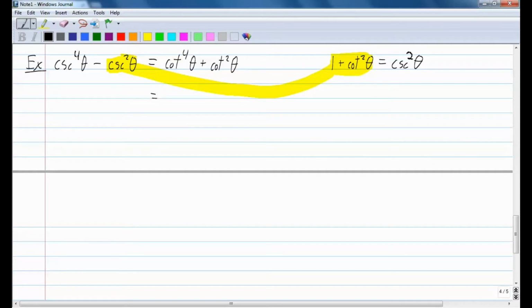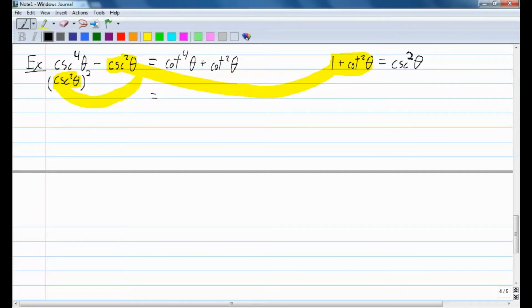How can you make something to the fourth squared? I could think of it like it was cosecant squared theta raised to the what? Second power. Because power to a power you multiply. If I think about this first term like it's cosecant squared squared, then I can take the 1 plus cotangent squared and plug it in parentheses there. And so what that's going to do is change all of my cosecant squared terms over to cotangent terms. Let's see if that works.